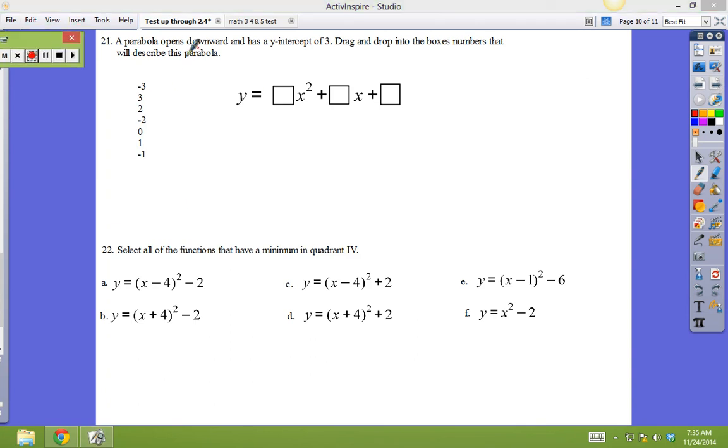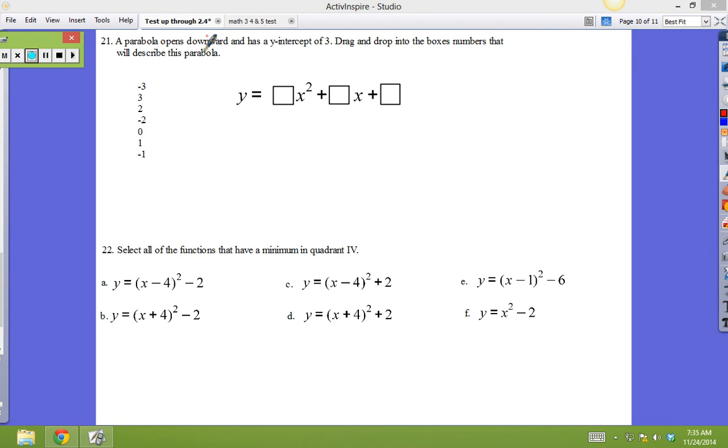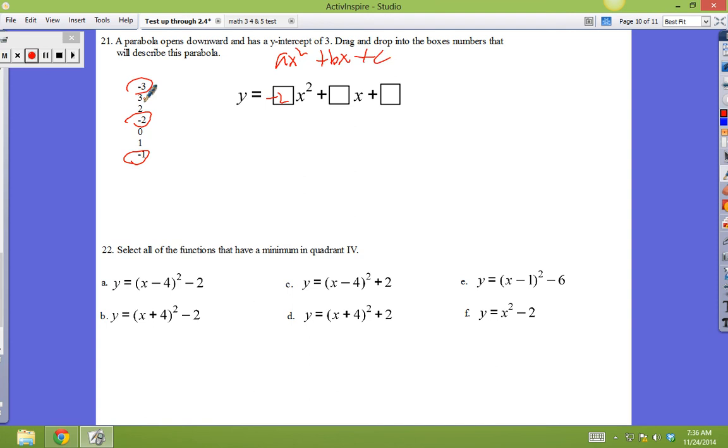Okay, number 21, there's probably a few right answers. If it's going to open downward, that's this guy right here. That has to be negative. It doesn't really matter which negative it is. It could be that one, or that one, but it's got to be negative. So I could put in a -2 there. And if it's got a y-intercept of 3, that's the c, because this is really ax squared plus bx plus c. Y-intercept of 3, 3 has to go here, and then you can put anything you want here. It can be 0, 1, any of them, that doesn't matter. The only thing that matters is that guy's got to be negative, that guy's got to be 3.